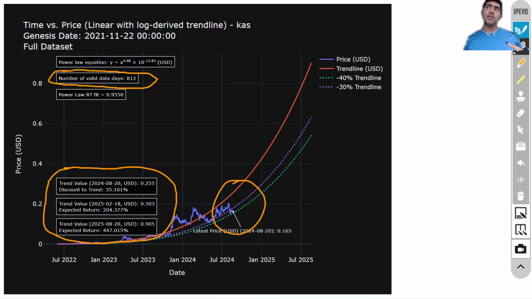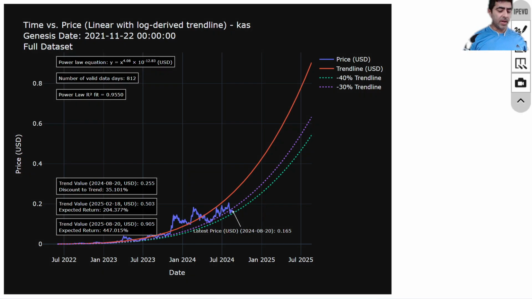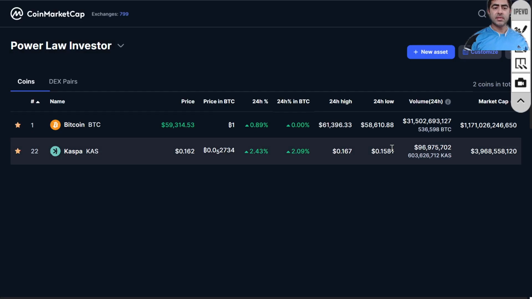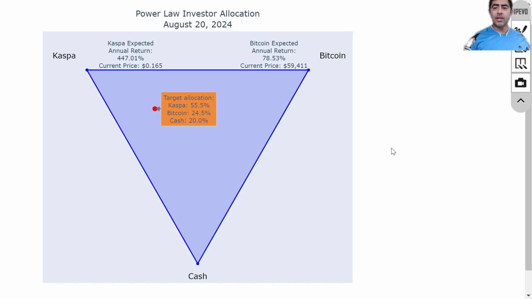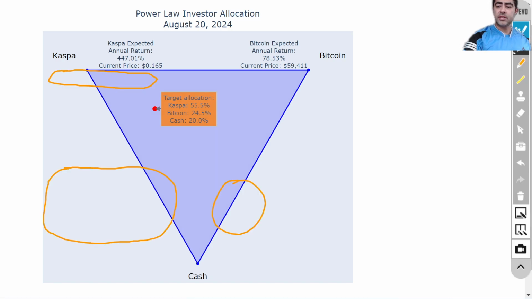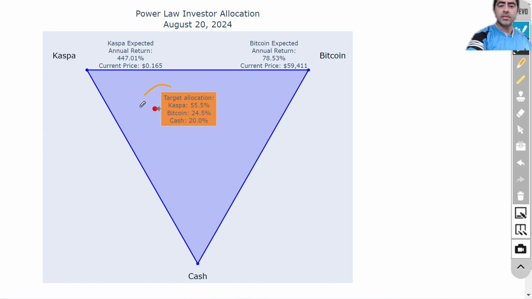So let's assume that these numbers hold. The question would be, well, why do you think we should not put all the resources into Kaspa? Rather, why is it in the triangle that I showed earlier that we are looking at an allocation of just 55% to Kaspa and 25% to Bitcoin? Wouldn't we want to put everything into Kaspa?